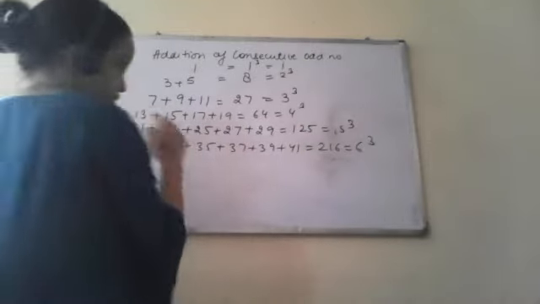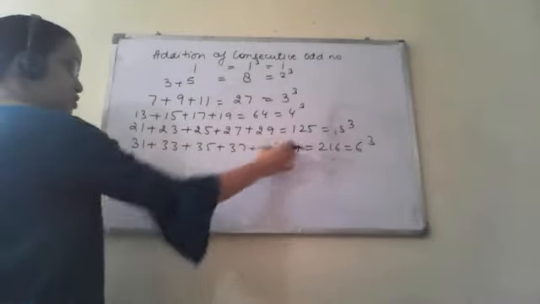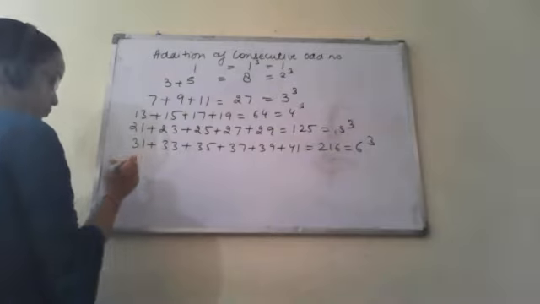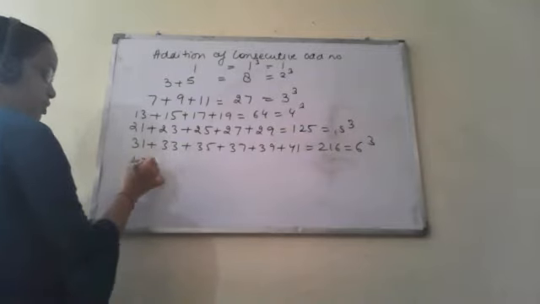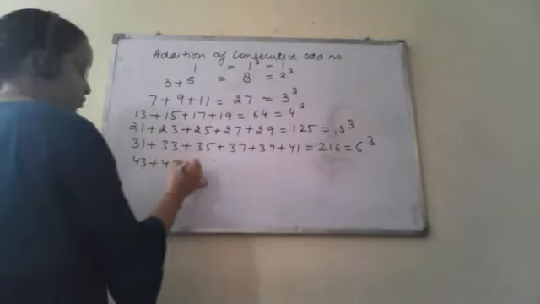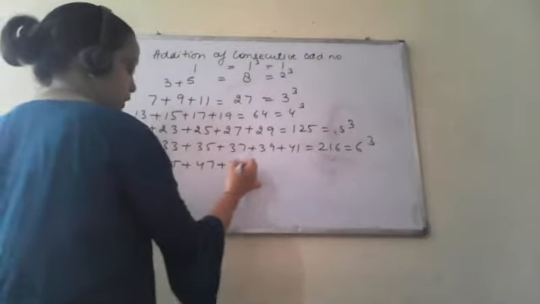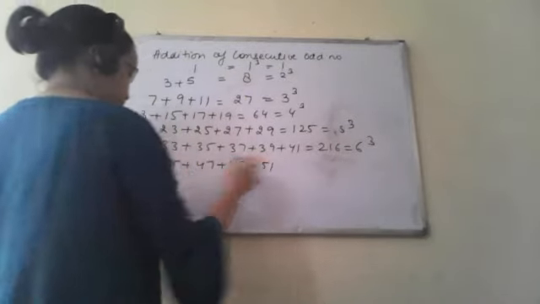If we see 7, the next odd numbers will be 43 plus 45 plus 47 plus 49 plus 51.